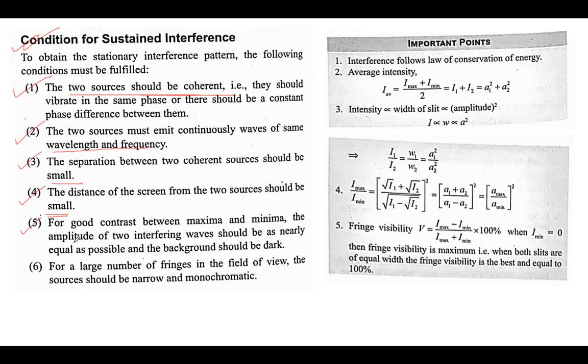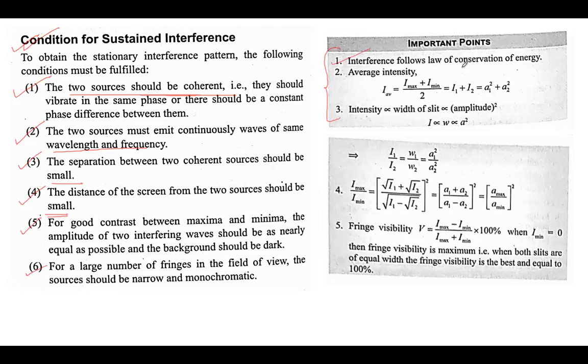For good contrast between maxima and minima, the amplitude of two interfering waves should be as nearly equal as possible and the background should be dark. So for a large number of fringes in the field of view, the sources should be narrow and monochromatic. Now there are certain important points which we need to note.